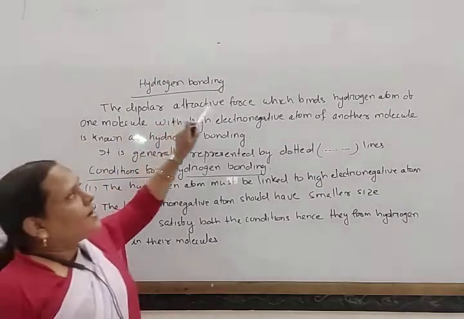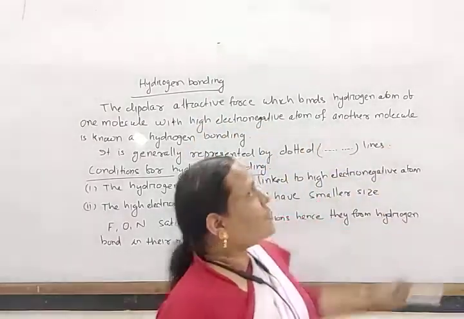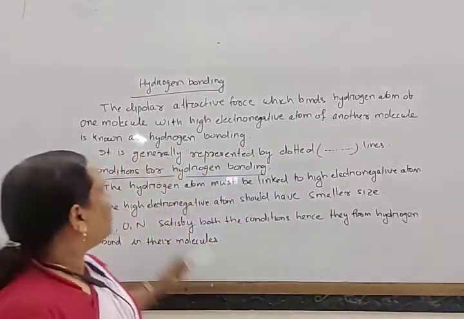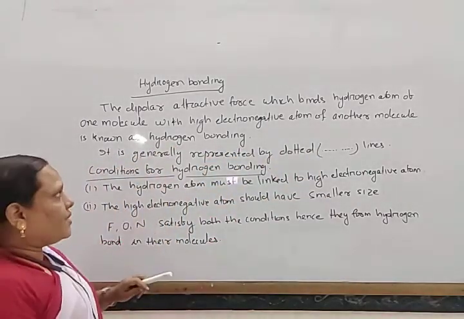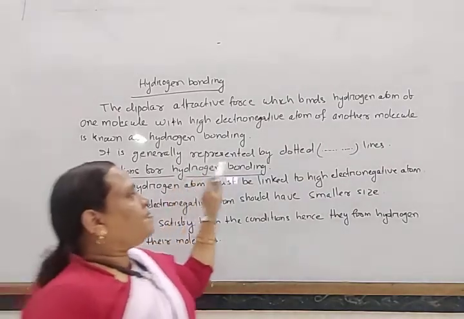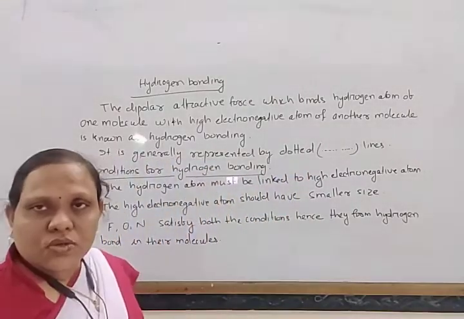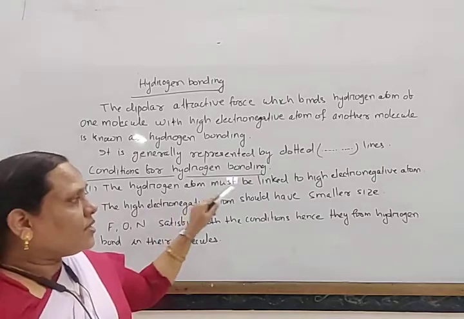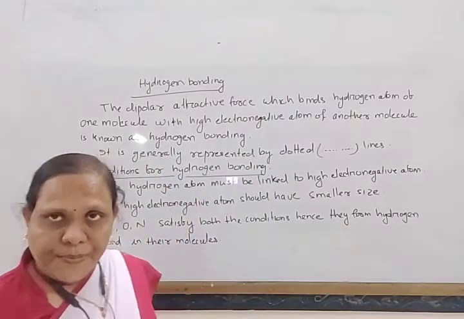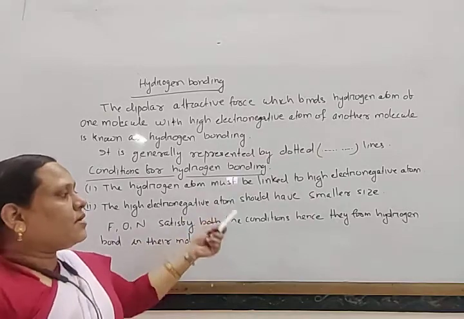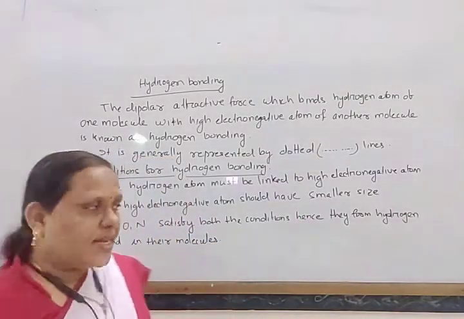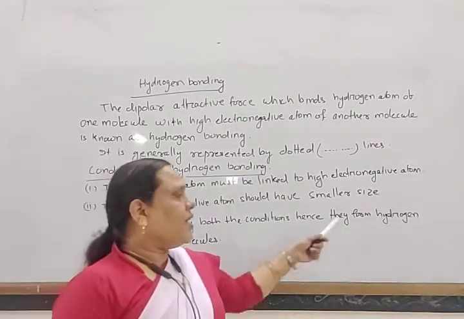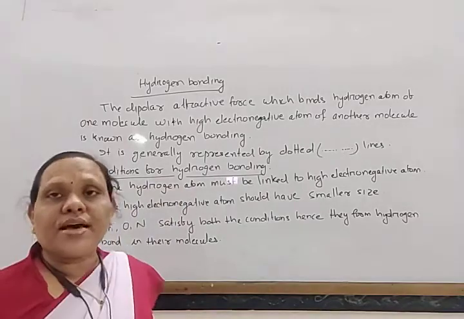So the dipolar attractive force which binds the hydrogen atom of one molecule with a highly electronegative atom of another molecule is known as hydrogen bonding. It is generally represented by dotted lines. Simply you can also say hydrogen bond. Conditions for hydrogen bonding: the hydrogen atom must be linked to a highly electronegative atom, and the highly electronegative atom should have a small size. Fluorine, oxygen, nitrogen satisfy both these conditions, hence they form hydrogen bonds in their molecules.